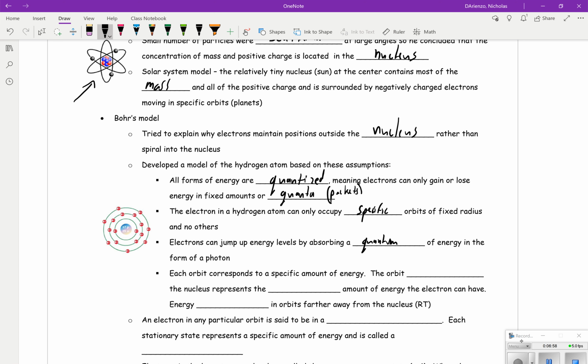And each orbit corresponds to a specific amount of energy, where the orbit nearest to the nucleus represents the smallest or most negative value of energy that the electron can have. And energy is going to increase in orbits as we move farther away from the nucleus. And that's indicated in your reference table.